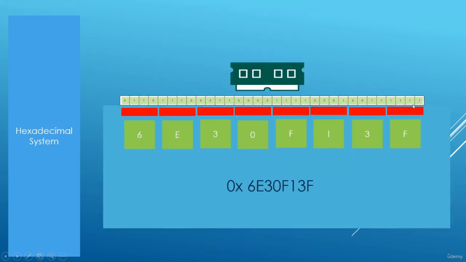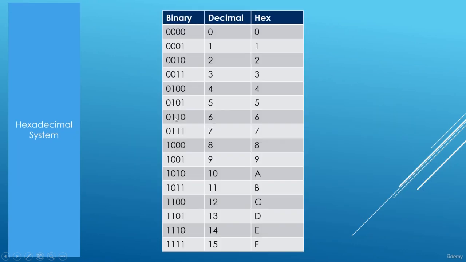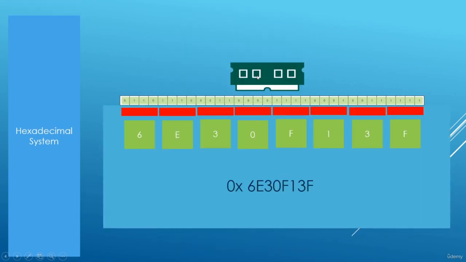So we're going to represent this with an F. If you go to the second group of 4 bits, we have 0, 0, 1, 1. If we go back, 0, 0, 1, 1 means 3. So we're going to have a 3 here. I hope this makes sense.